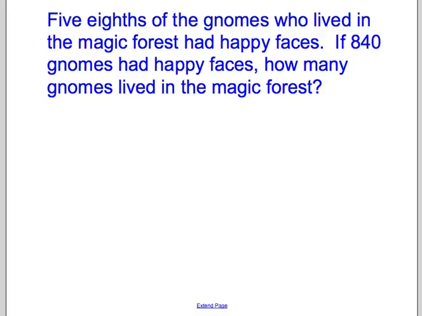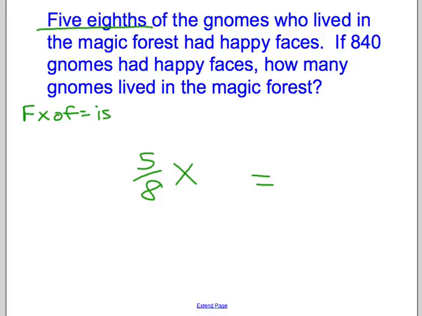At the beginning of our, I'll just write it real small here: F times of equals is. The fraction goes first. So I'm going to have 5/8. And then I generally go ahead and write my times sign and my equal sign just so that I can have it set up so I know where to put those other parts. What is 5/8? What idea is it representing?